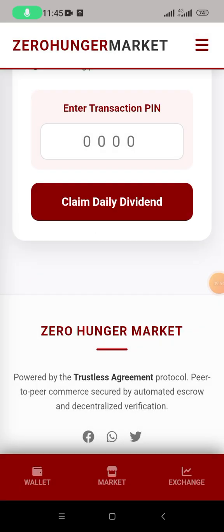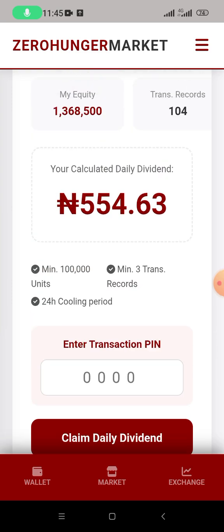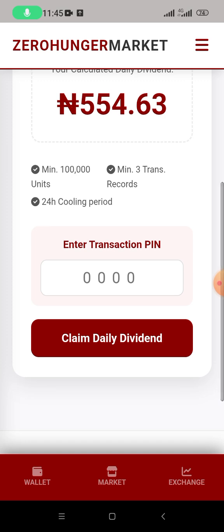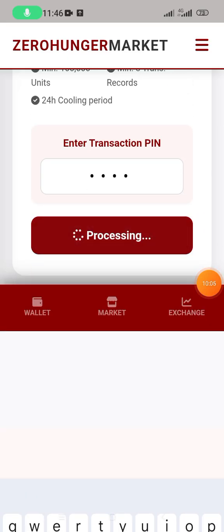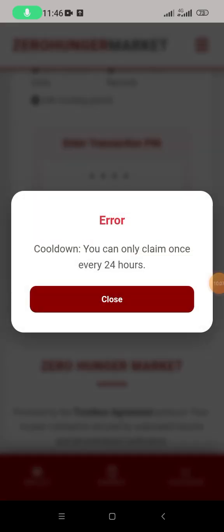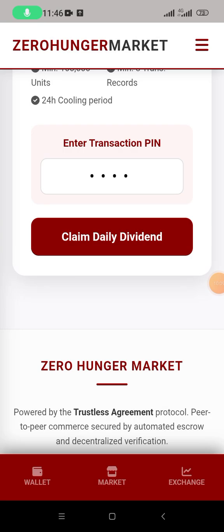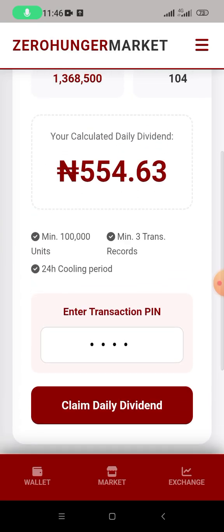I've claimed this dividend, so I will not claim again till the next 24 hours. If I enter my transfer pin again and want to claim again, I cannot, because I've claimed for today. You can only claim once every 24 hours. So that is about it.